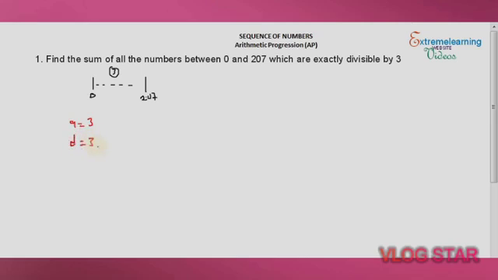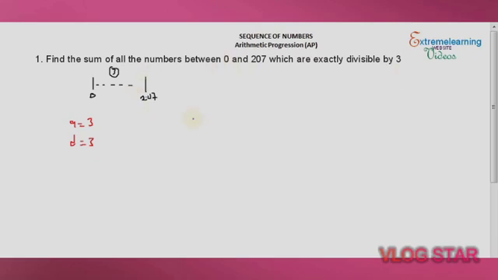In this sort of question, know that your first term a is going to be 3 and your common difference is going to be 3. If you are given divisible by, let's say, 4, then your a is going to be 4 and your common difference is going to be 4. So that's just a simple trick there. Now let's look at this.